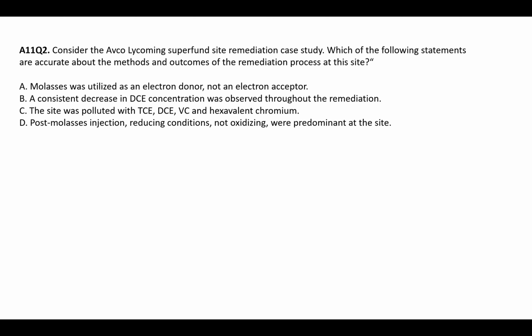And after 10 months, the concentration of DC also increased, because further dechlorination of the DC was taking place, and then the decrease was seen. So a consistent decrease in DC was not observed, rather an initial increase in DC was observed in the initial months, and then the decrease in DC was seen. So the option third, that the site was polluted with TC, DC, VC, and hexavalent chromium, this statement is correct.